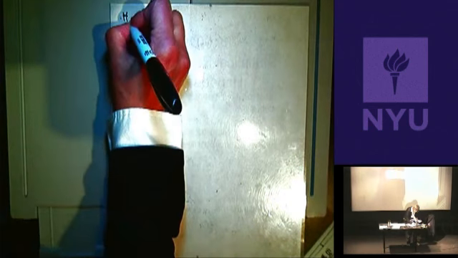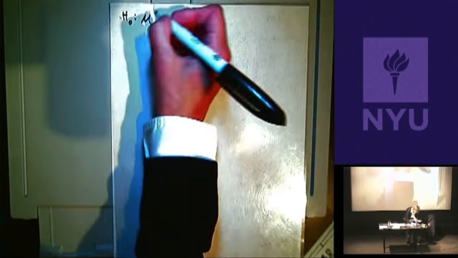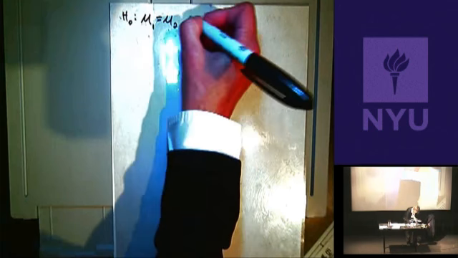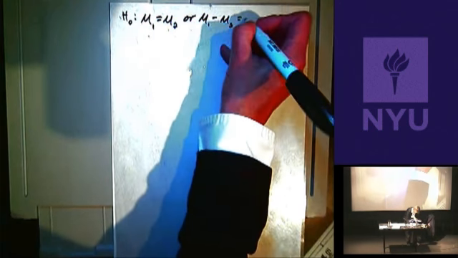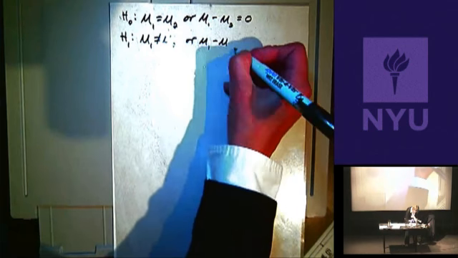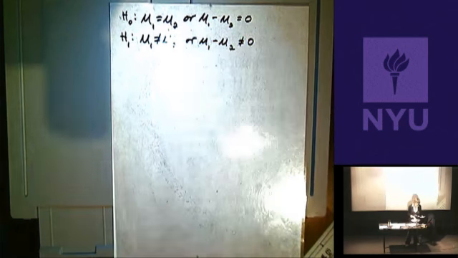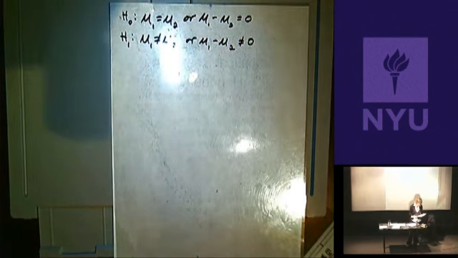Okay, so again, these are our null hypothesis. This is our null hypothesis, a hypothesis of no difference. Our alternative is that they're not equal to each other, or that the difference is not equal to 0. Now, it's the pooled test for equal variances.